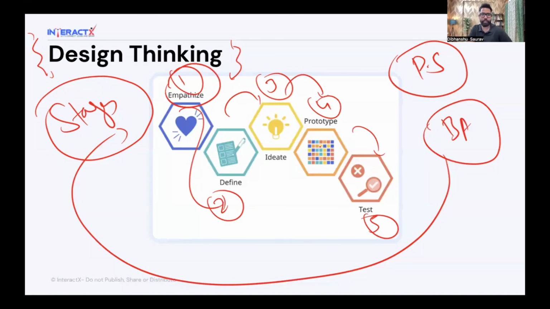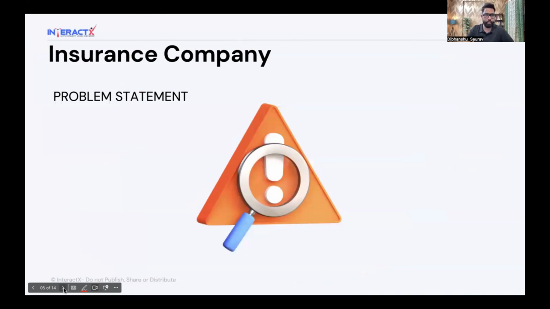So all these 5 steps we'll try to understand from a practical standpoint. So as I was saying, it is important that all of us first understand the given problem statement for our context. So let's first go through one of our problem statements. Let's consider that this problem statement is from an insurance company.